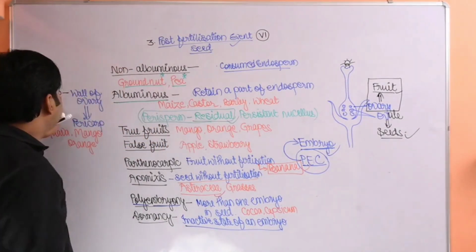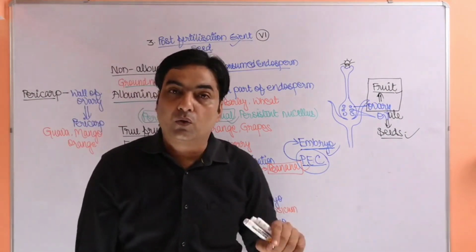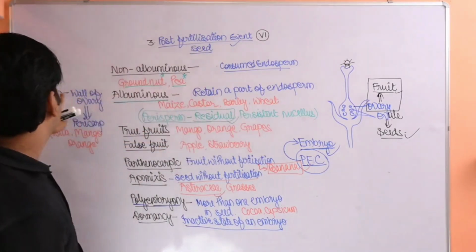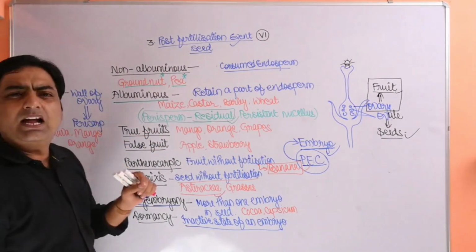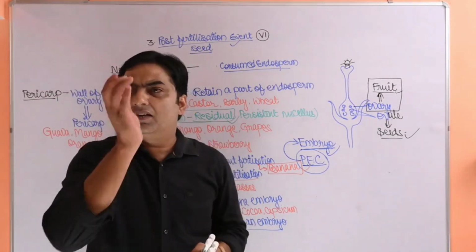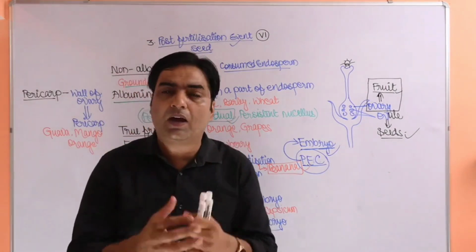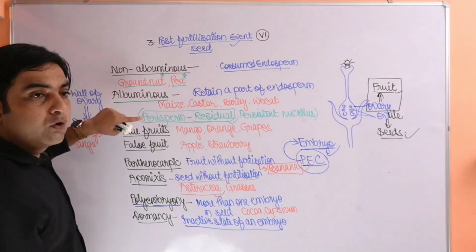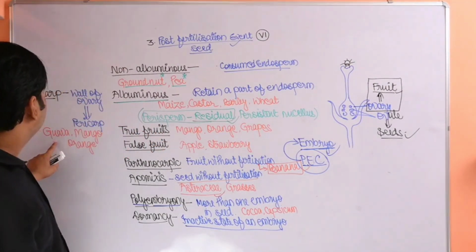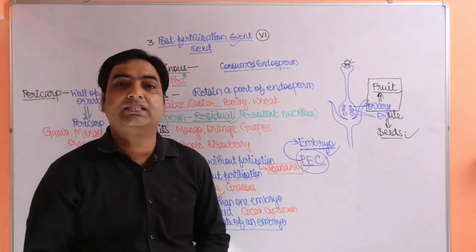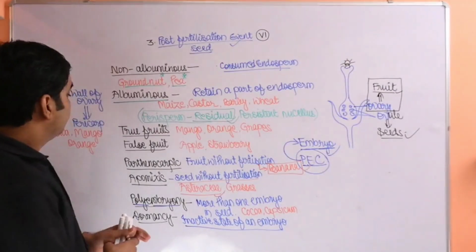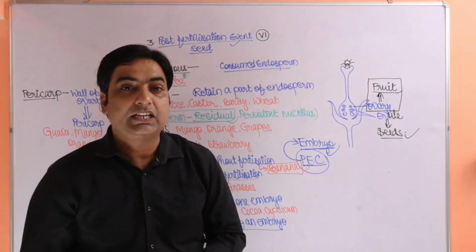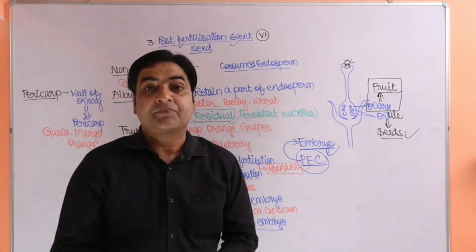The next thing is pericarp. The wall of the ovary develops into the pericarp. You have seen it in mango, and one more very good example is guava. In guava and mango, the wall of the ovary develops into pericarp, which is full of nutrients as well. So this is all about the terms and the final post-fertilization events that we had to cover.